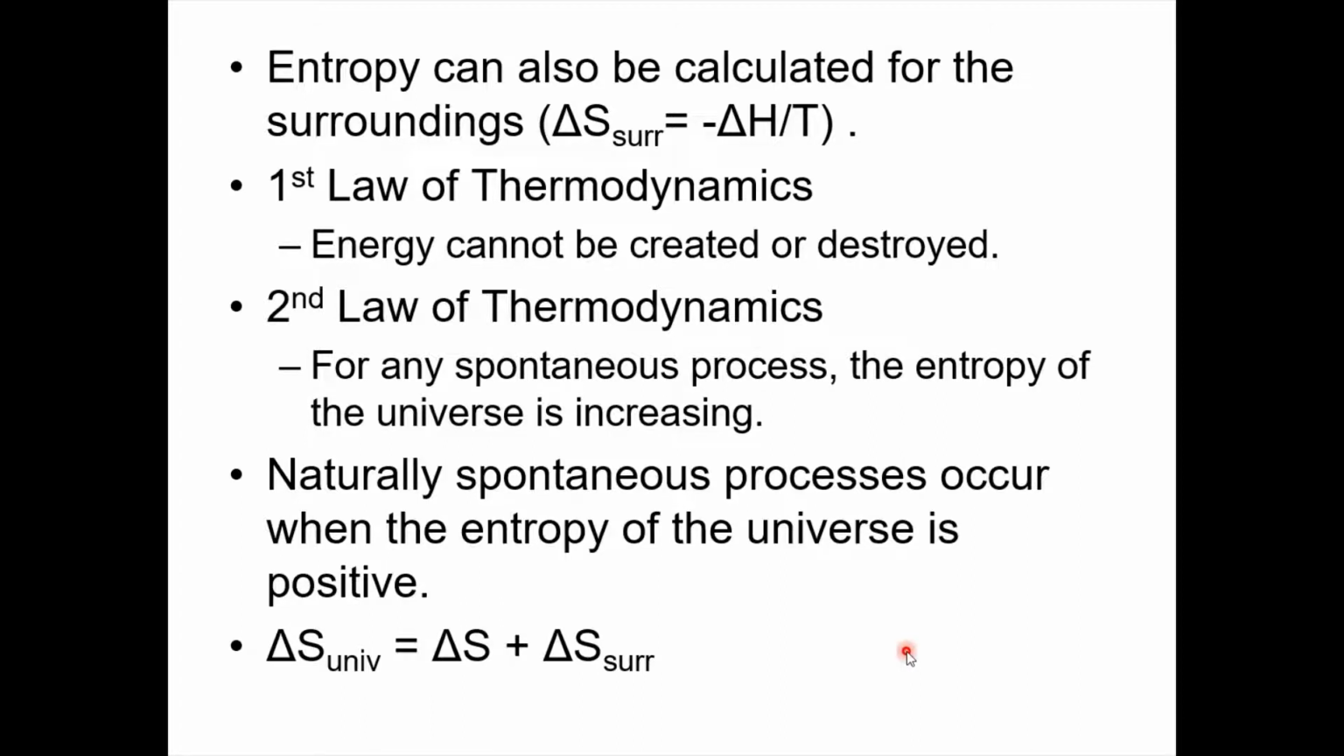One thing to note is that entropy can be calculated also for the surroundings. So you can have a delta S of the surroundings, and the first bullet point right here shows that there is a delta S surroundings. And that delta S surroundings is always the negative delta H of the system divided by T, because the only way you change the entropy of the surroundings is based on the heat that comes off.